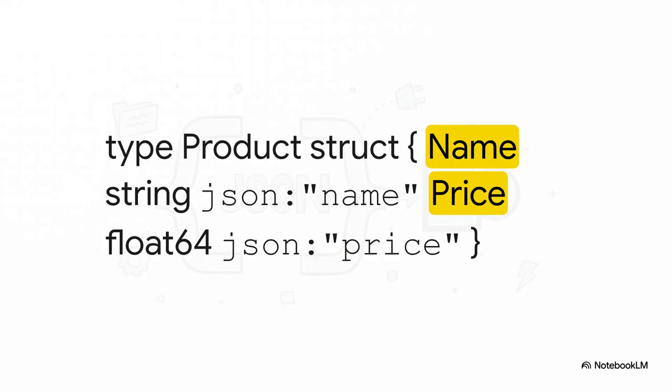Okay, step 1, defining a Go struct. Now, if you're new to this, just think of a struct as the blueprint for your data. We're saying, hey, I'm going to have something called a product, and every product is going to have a name and a price. But check out those little bits on the right, the JSON name parts. Those are called tags, and they're super important. They tell Go exactly what to call these fields in the final JSON file. It's a neat little trick for controlling your output.